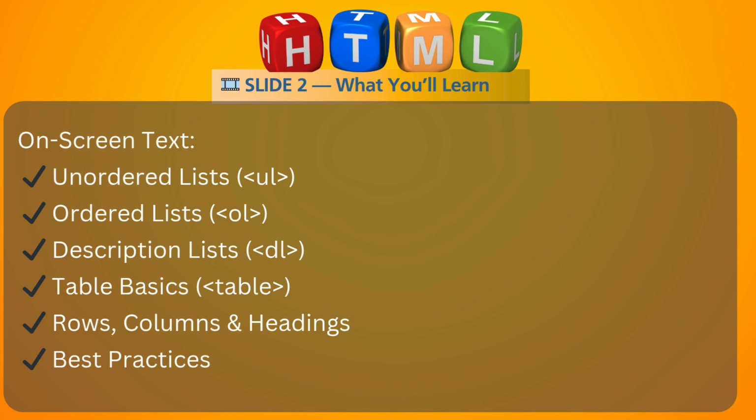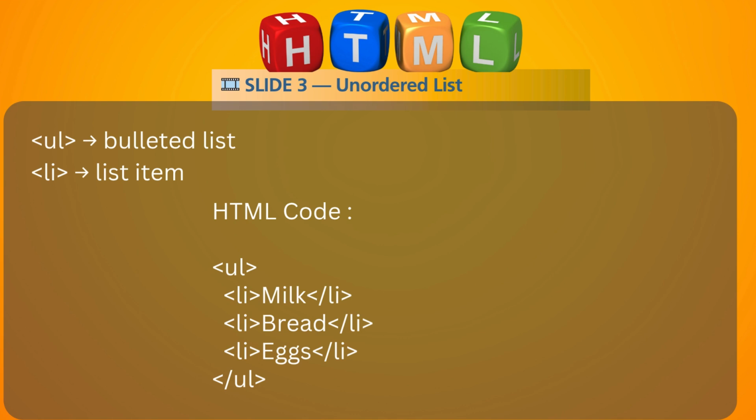Now slide 3. Unordered list. The ul tag is called an unordered list. ul is a bulleted list. An unordered list produces a bullet list. li is a list item. You can see this example: ul, li, milk, bread, eggs are written. An unordered list uses bullets and it's created using the ul tag. Each item in the list is written with li in the HTML.